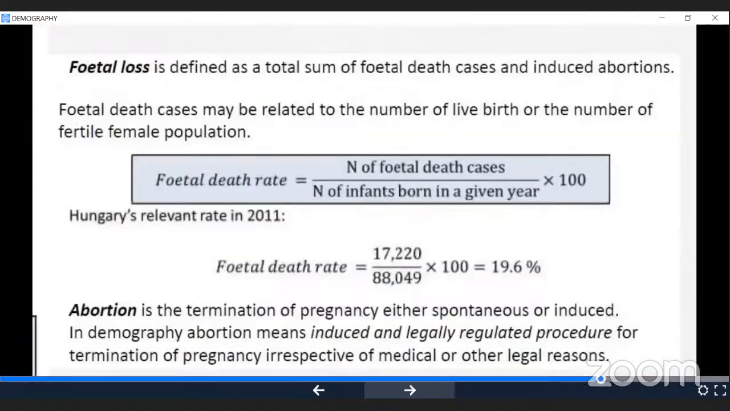Abortion, so that's your fetal loss, has a different category. It's defined as the total sum of fetal death cases and induced abortions. Regardless of whether induced legally or spontaneous, it does not matter in statistics. So fetal death rate would be the number of fetal death cases over the number of infants born in a given year.